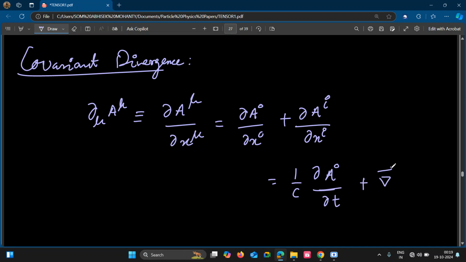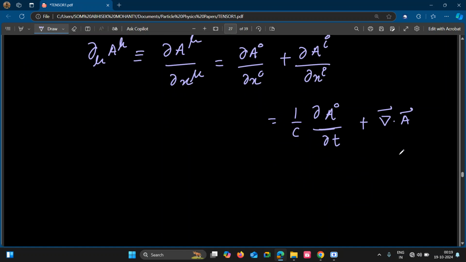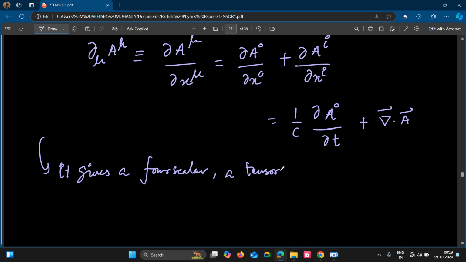Plus, okay, it gives a 4-scalar, okay, and that is a tensor of rank 0. Okay, so you can write 4-scalar, a tensor of rank 0.